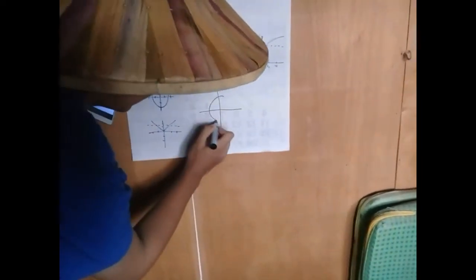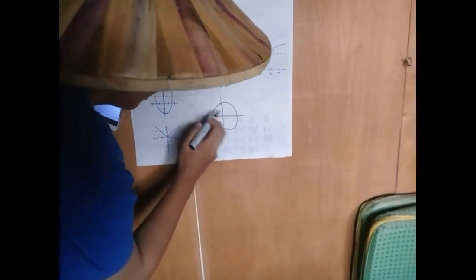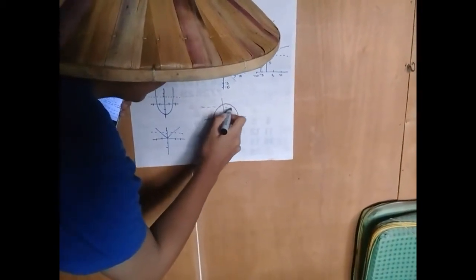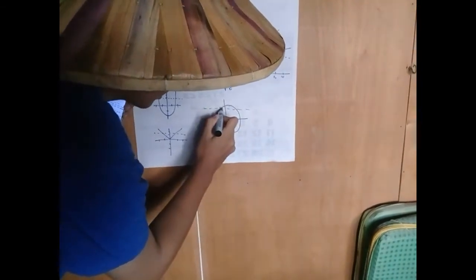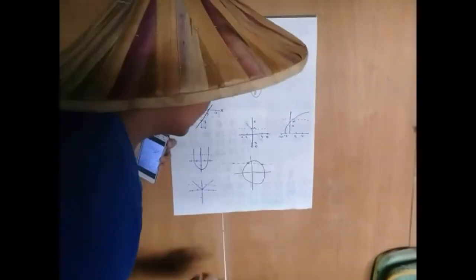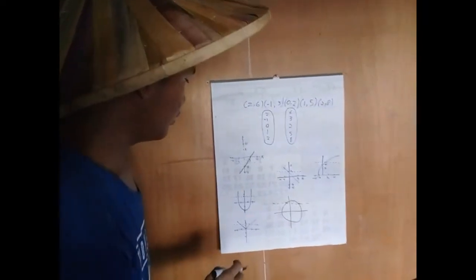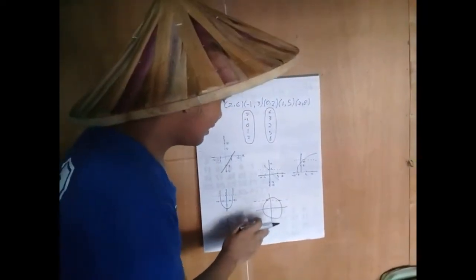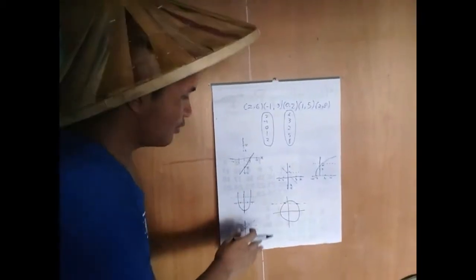If I draw a circle here and draw a horizontal line, it intersects two points. So that means this graph is not a one-to-one function.